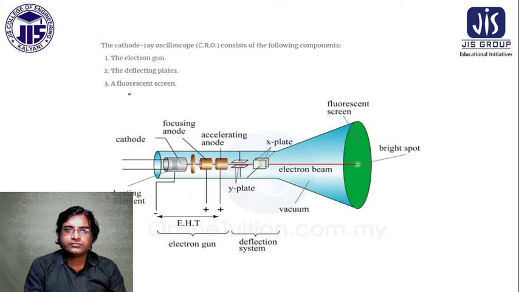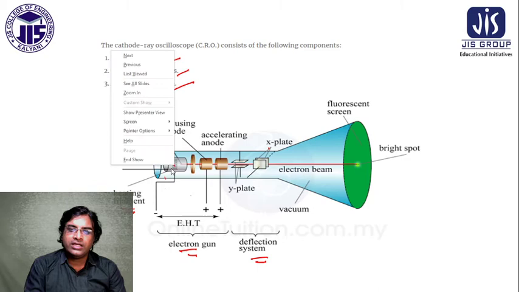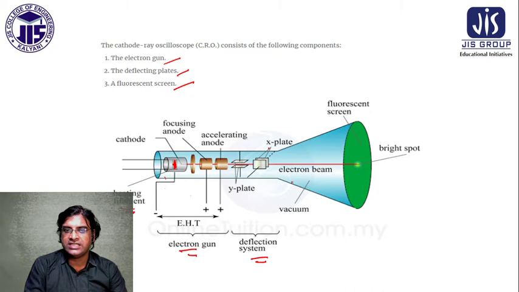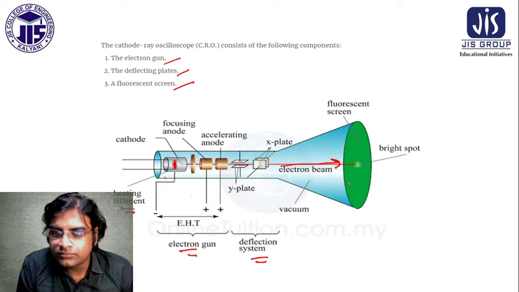This is again the same thing, but I want to mention something: the electron gun, deflection plates, and fluorescent screen. There is X plane, Y plane deflection. That is the acceleration anode, that is the focusing anode, that is the cathode, and all of these work as an electron gun and deflection system. The heating filament is also there in this position, which heats the cathode of the cathode ray tube, and this is the fluorescent screen, and the electron beam comes that way. Okay, so this is the bright spot which represents the display.